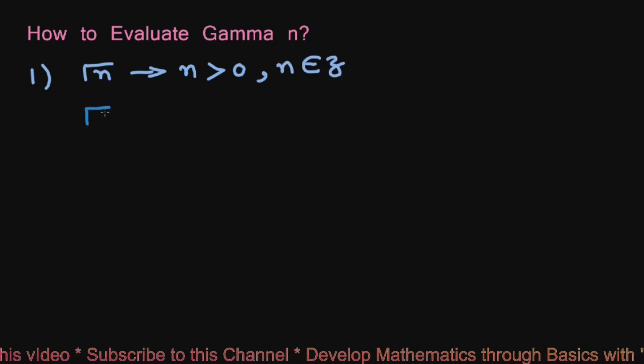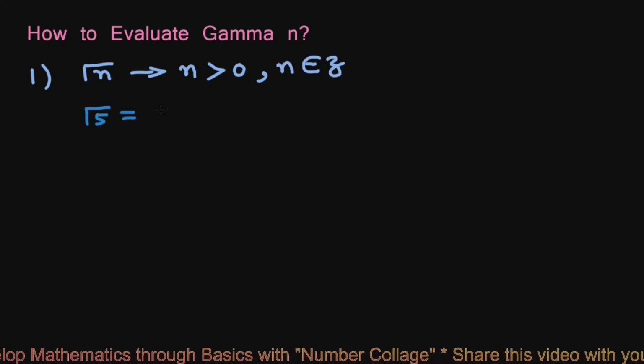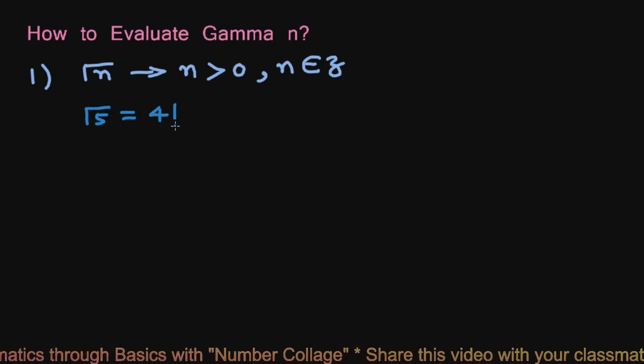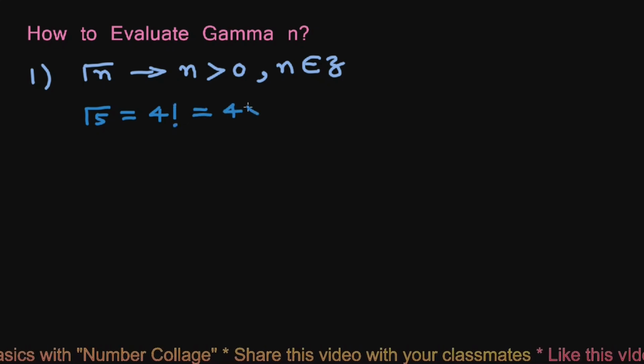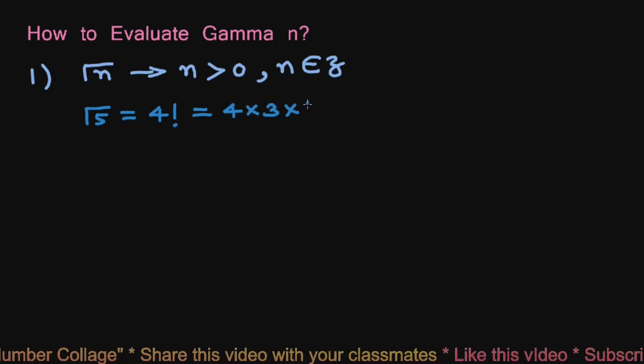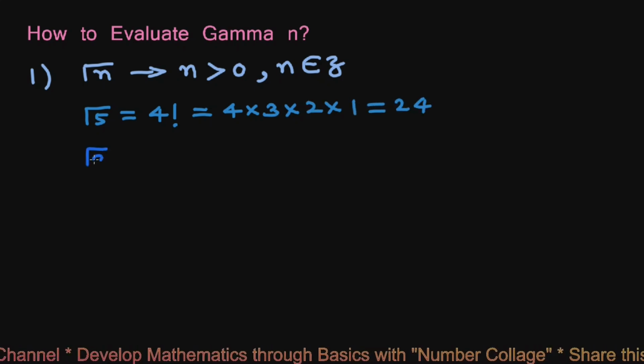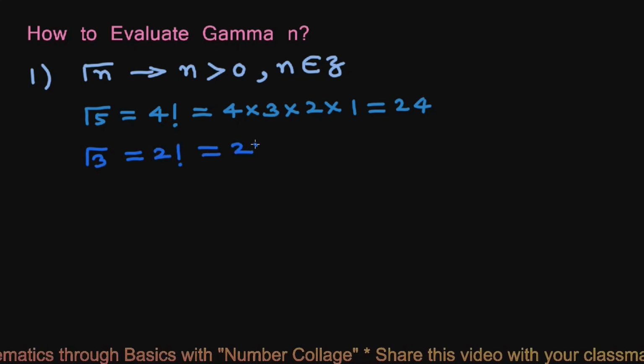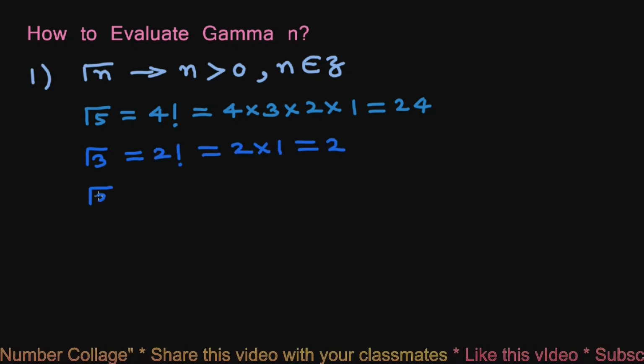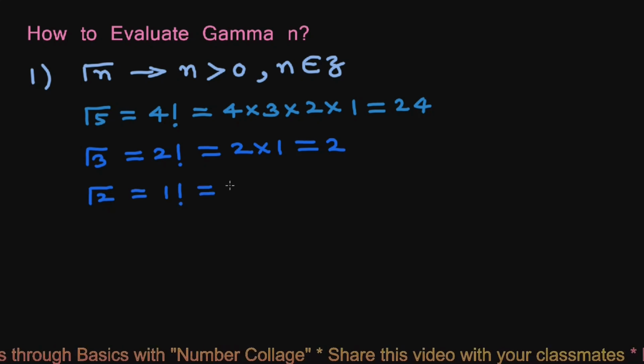For example, gamma 5 will be 5 minus 1, that is 4 factorial, which will be 4 multiplied by 3 multiplied by 2 multiplied by 1, that will be 24. Gamma 3 will be 2 factorial, 2 multiplied by 1, 2. Gamma 2 will be 1 factorial, that will be 1.